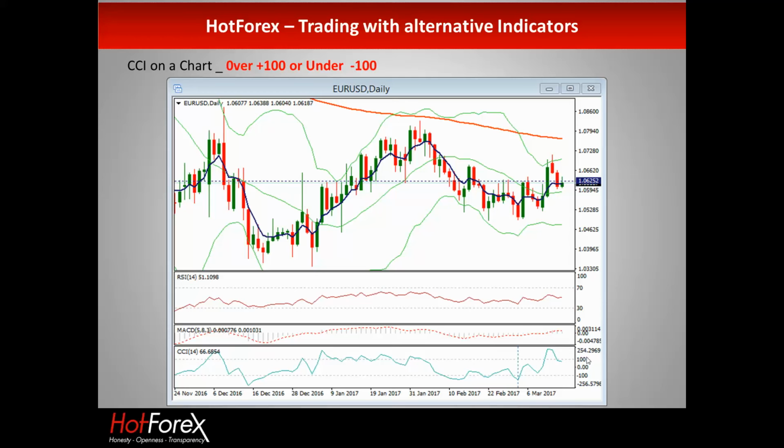MT4 platform. Here you can see the plus 100 and the minus 100. Every time we break over this line, it's suggesting that we are overbought. So this corresponds up to here as we broke up here, and you might want to look for a sell position as we go back. That corresponds to that break of that moving average there, that green 120.